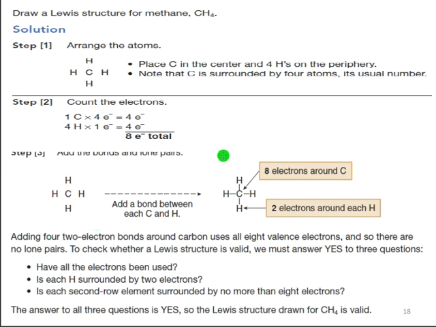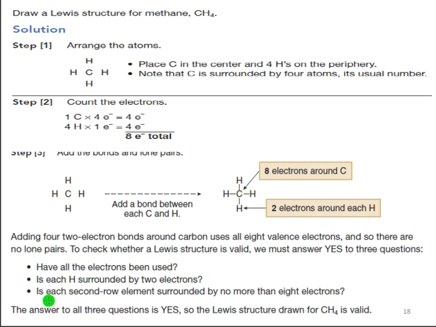Now if you finish the structure, you have to ask yourself 3 questions. Have all the electrons been used? 8 electrons, we used 8 electrons here. Yes, right. The second question, is each hydrogen surrounded by 2 electrons? We have this hydrogen with 2 electrons, this hydrogen 2 electrons, this hydrogen 2, and this hydrogen 2.